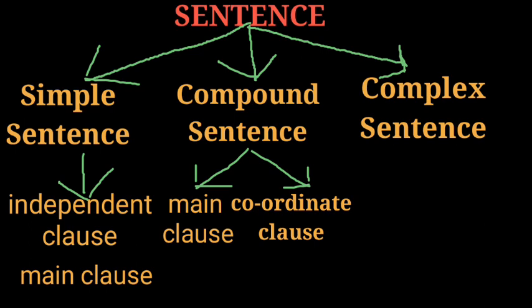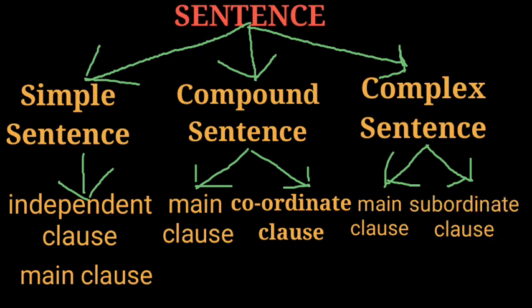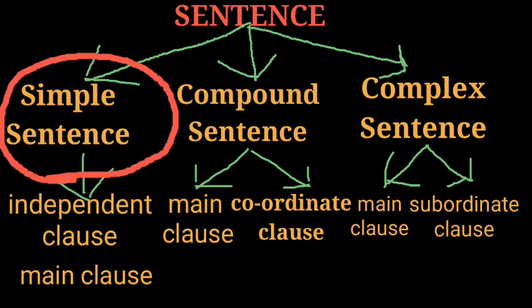Similarly, a complex sentence also consists of two or more clauses. One is an independent clause and the other is a dependent clause. The independent clause is called the main clause and the dependent clause is called the subordinate clause. Dear students, the explanation of all the three types of sentence requires much time. So, in today's class, I will only discuss the simple sentence.